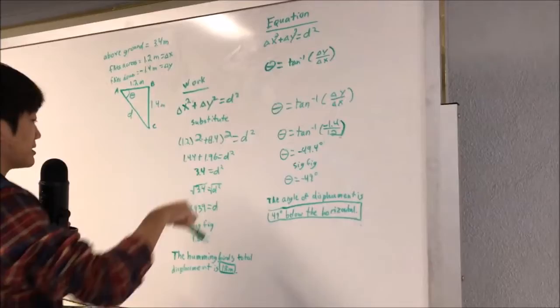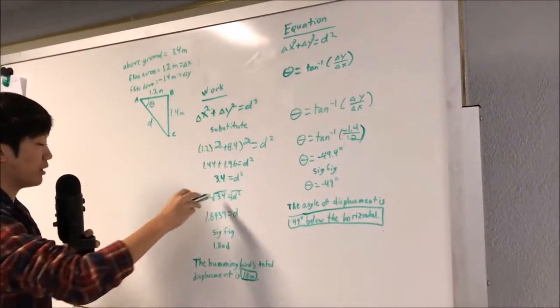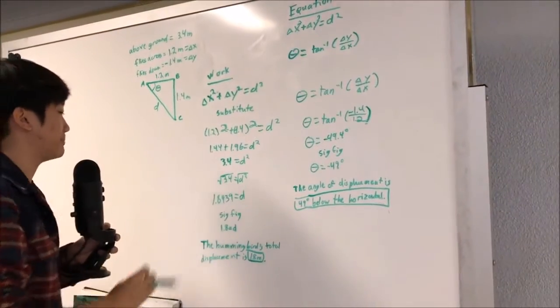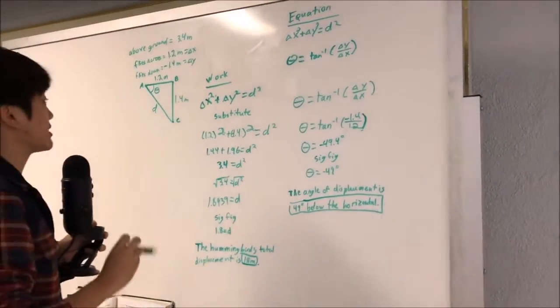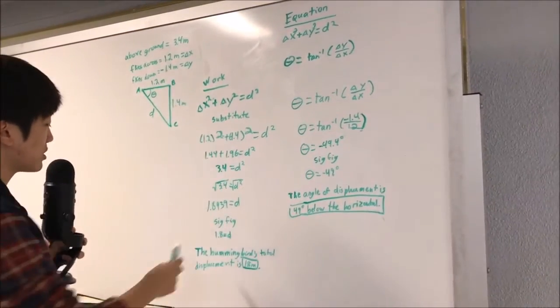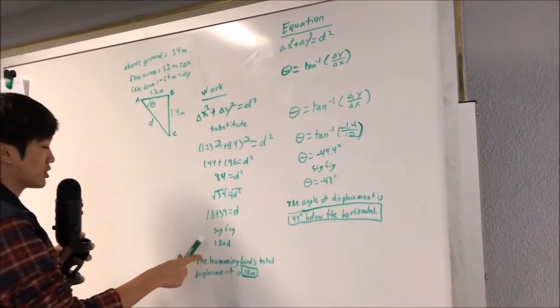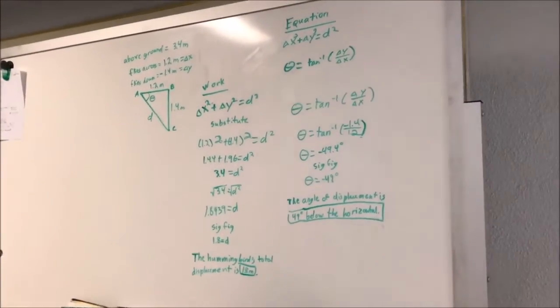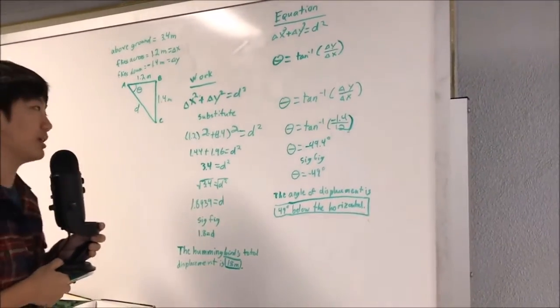To get d by itself, you find the square root of both sides, and you get 1.8439 equals d. Then you have to remember sig figs, and as you can tell, they're going to two places, so 1.8 equals d. Therefore, the hummingbird's total displacement is 1.8 meters. However, we're not done with this problem.